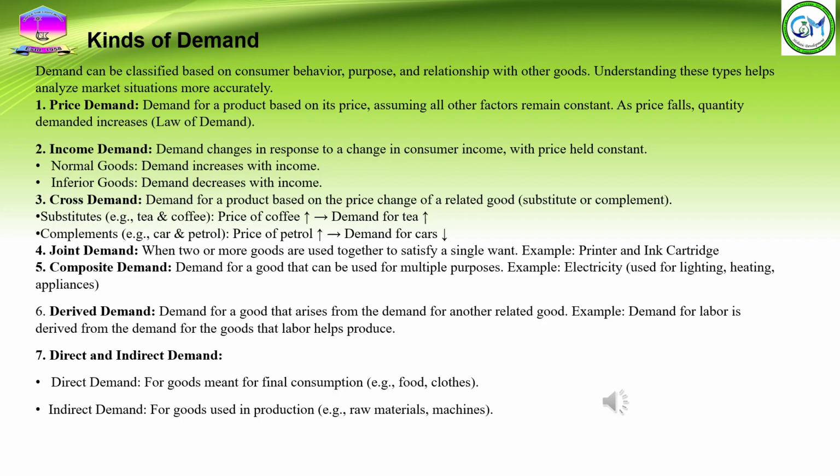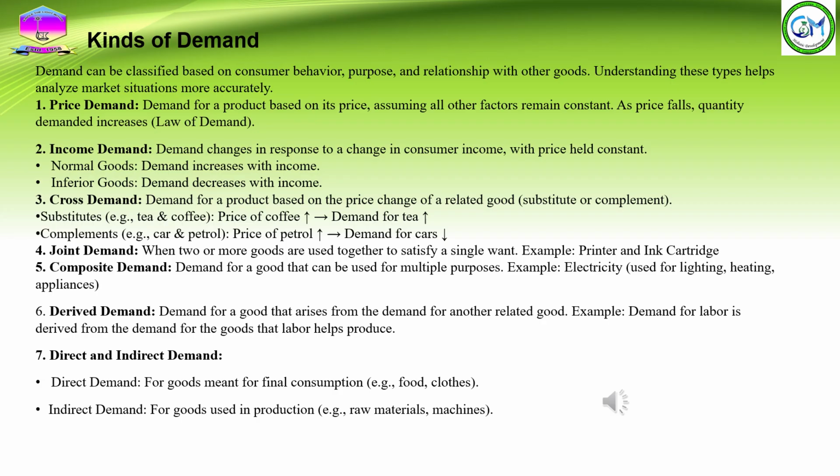Now let's start with the first one, price demand. Price demand means the various quantities of a commodity which the consumer will buy per unit of time at a certain price, other things remaining the same. As the price falls, quantity demanded increases. As the price rises, the quantity demanded decreases. That is called price demand. So demand for a product is based on its price, with all other things remaining constant.